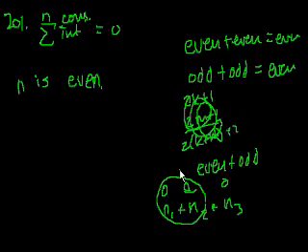So they say if the sum of n consecutive integers is 0, the sum of n. Oh, you know what? I completely missed that point. Let me continue this in the next video.